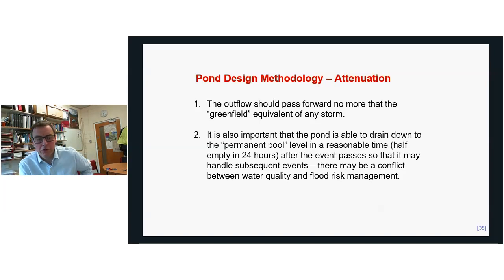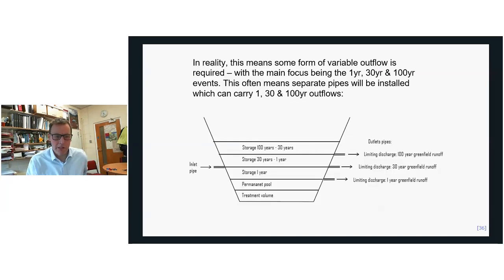It's also important that the pond should be able to drain down to the permanent pool level in a reasonable time, so we're half empty within 24 hours, so that it can handle the next event, similar to what we discussed for filter drains. So this is an idealised picture of what that might look like, but we'll cover outlet devices in class 7, so don't get too uptight about it just now.